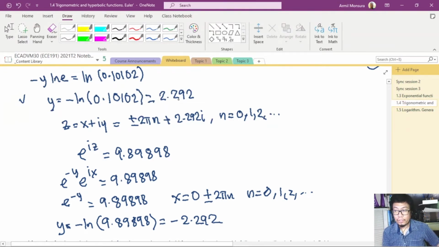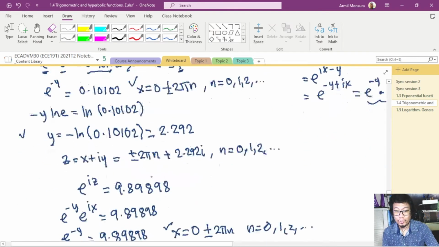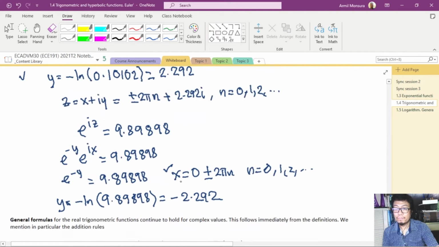So actually, both of the solutions can be combined into one compact form. Basically, both of their arguments occur on the same values of x, so they have the same values of argument. And y here is basically just a positive and a negative of the same number.